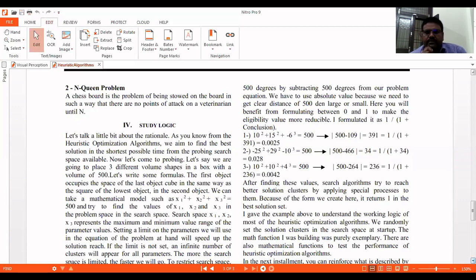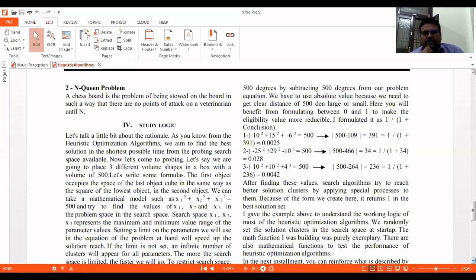Where is the best solution? Our aim is to find the best fitness value among these candidates. So, 0.0025 is the best value here, and we can say solution number one is the best of the rest of these solutions.